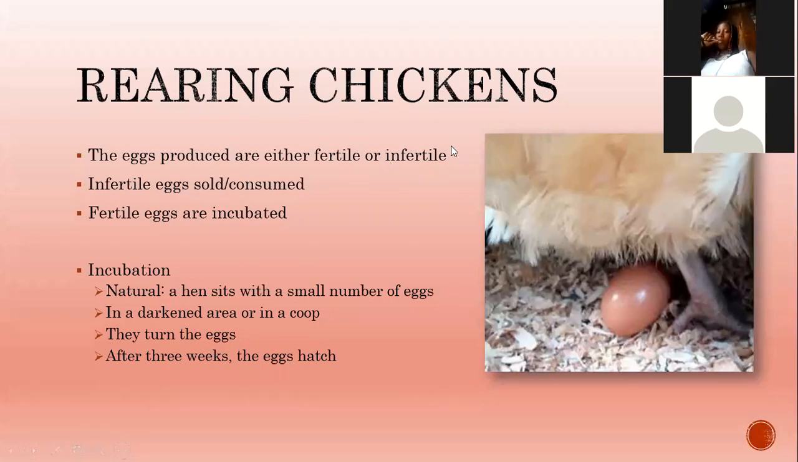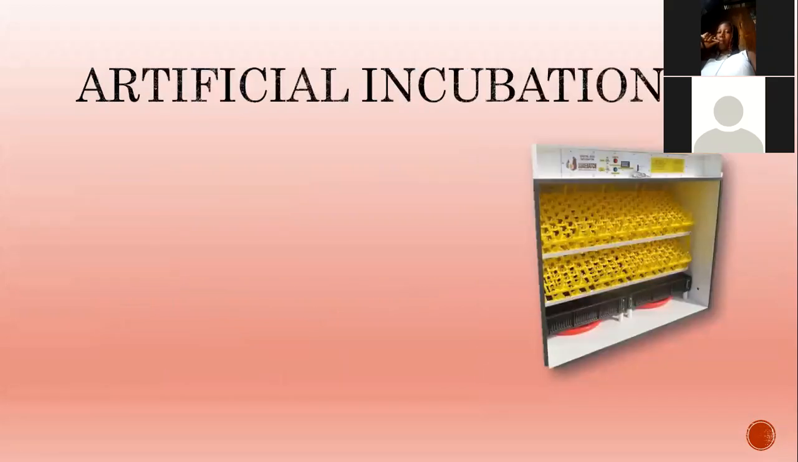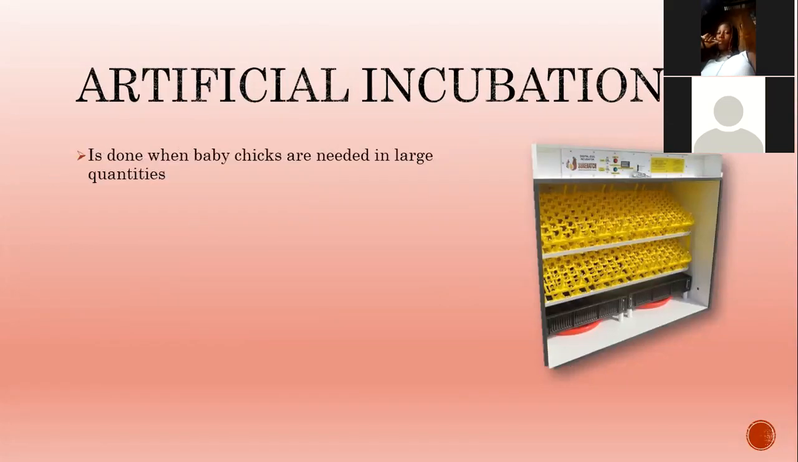So again, incubation, we have natural incubation. This is done by the hen by itself. And we have artificial incubation. Artificial incubation is done when baby chicks are needed in large quantities. So when people are going to purchase baby chicks from the different outlets, for example, in Skellen, you have certain places that are selling these baby chicks.